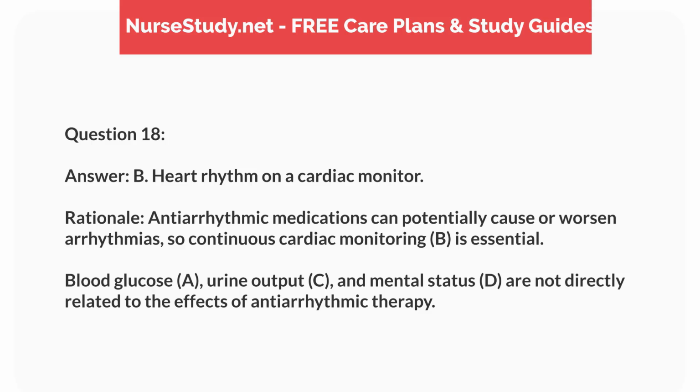Rationale: antiarrhythmic medications can potentially cause or worsen arrhythmias, so continuous cardiac monitoring, B, is essential. Blood glucose, A, urine output, C, and mental status, D, are not directly related to the effects of antiarrhythmic therapy.